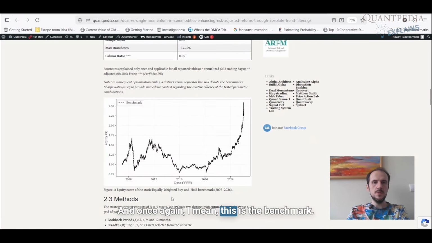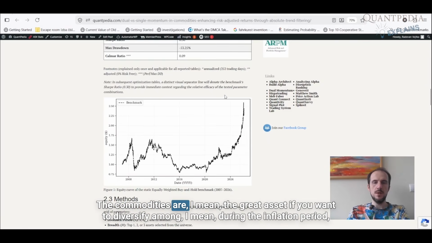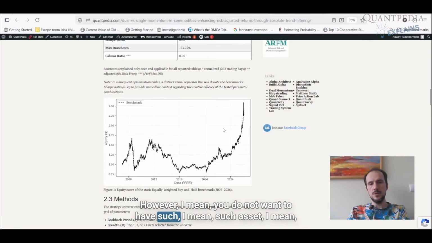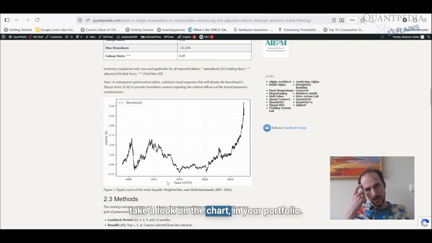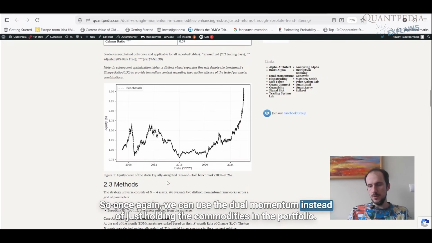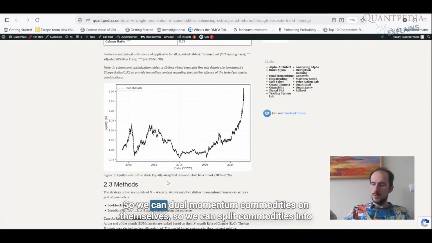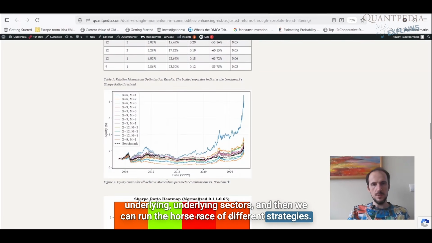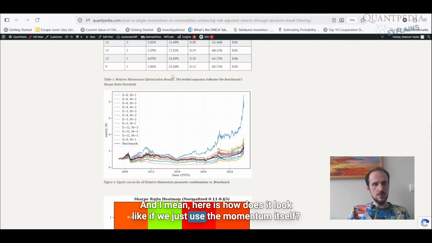Once again, this is the benchmark. These are the commodities. Commodities are a great asset to diversify with during inflation periods, and right now we are in an inflation period, so we would like to have commodities in the portfolio. However, you do not want to have such an asset on its own. Take a look at the chart: it's very volatile, with big drawdowns, etc. So what is the idea? Once again, we can use dual momentum instead of just holding the commodities in the portfolio. We can apply dual momentum to commodities themselves, split them into underlying sectors, and then run a horse race of different strategies. And here is how it looks if we just use the momentum itself.